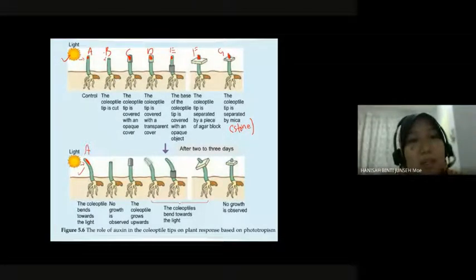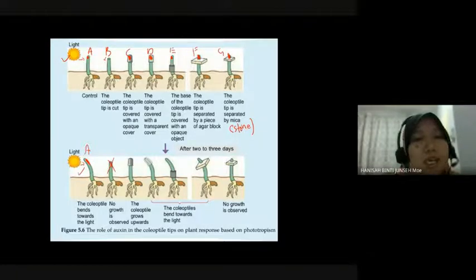So B, that is why B, walaupun dia ada shady area di sini, tapi there is no auxin because the coleoptile has been removed, has been cut off. Sebab itu, no growth is observed. Itu reason dia. Tiada di sini. No, auxin not available. Okay, C.